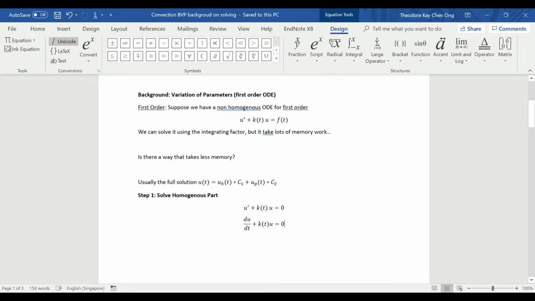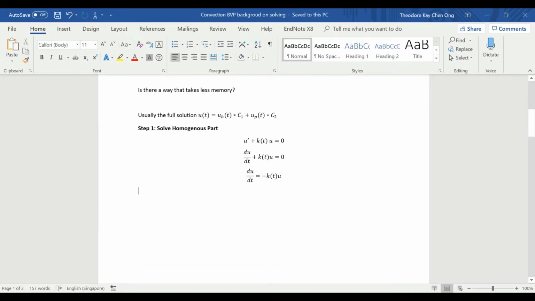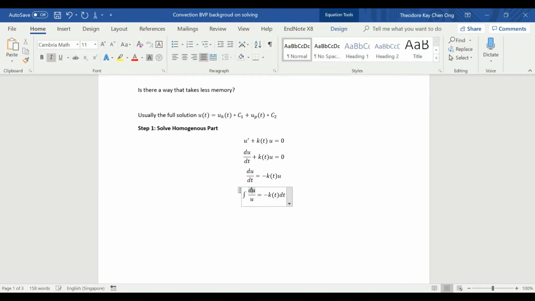Now after this, we can just do a simple separation of variables. du/dt equals minus k(t) u. Okay, so we're subtracting k(t)u from both sides. Next, you can bring u to the left side. So it's du over u equals minus k(t) dt. Alright, so now we can just perform the integral. That should be pretty simple.